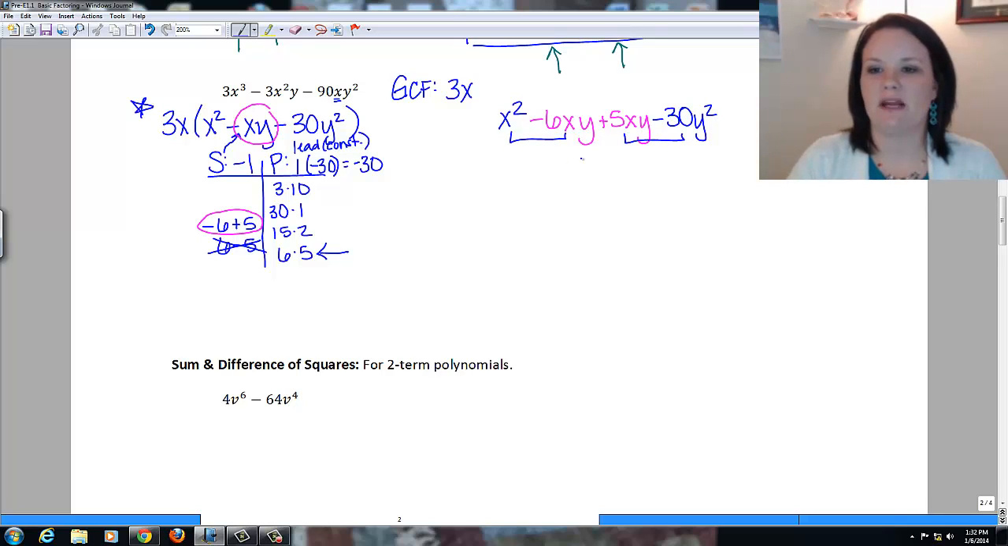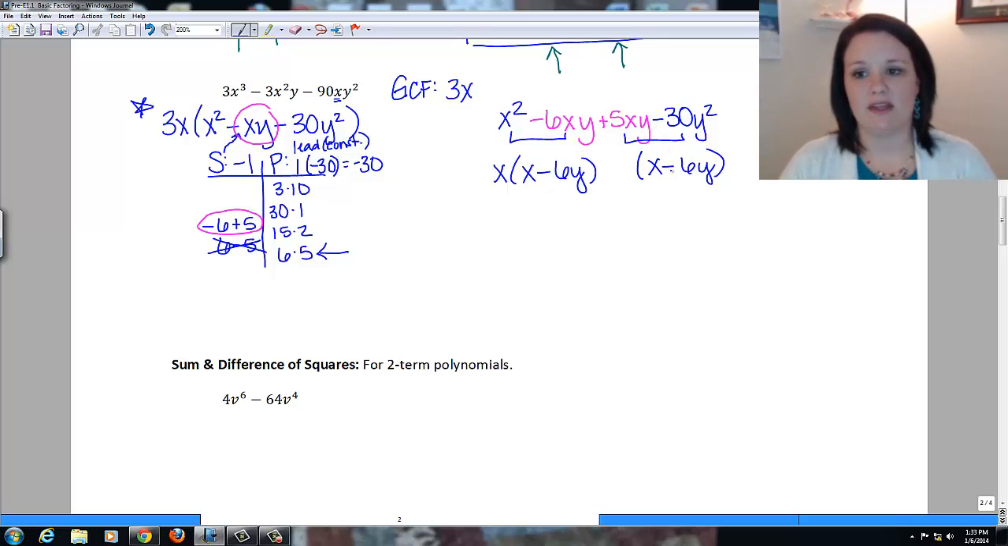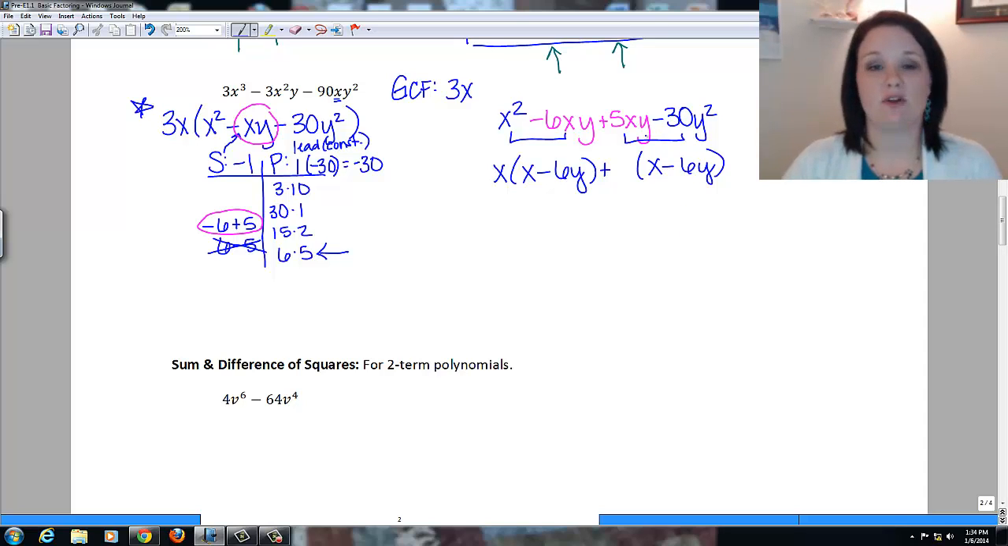So out of the first pairing, I can take out an x, which leaves me with x minus 6y. And then over here, I'm hoping to be left with x minus 6y because I want these to match. So what must I take out to be left with x minus 6y? What I need to take out from these two terms, they're both divisible by 5, and they both have a y. So I'm going to take out a 5y. Okay? When I take 5y out of both of those terms, I'm left with my x minus 6y that I wanted.